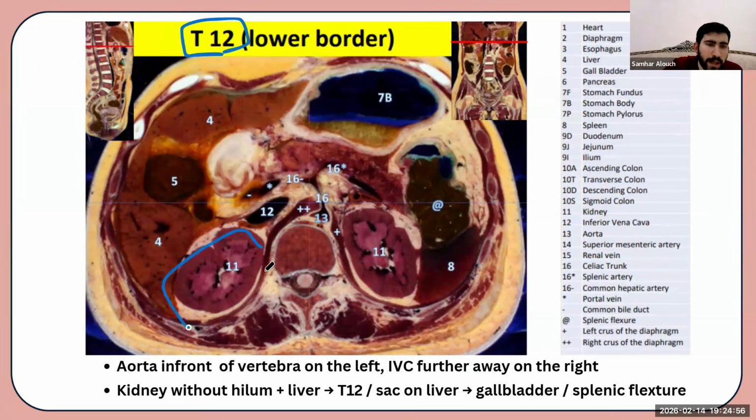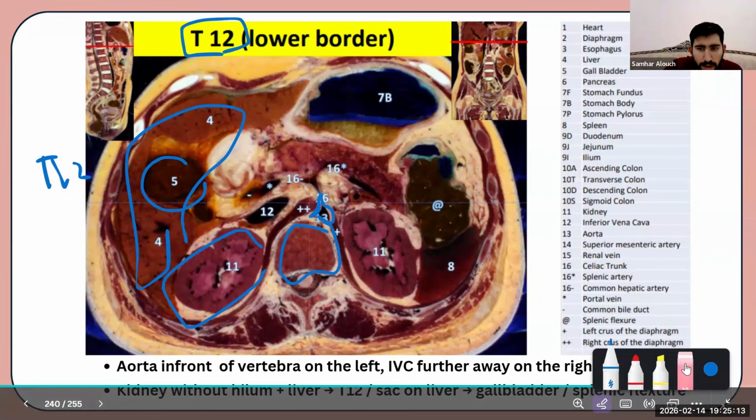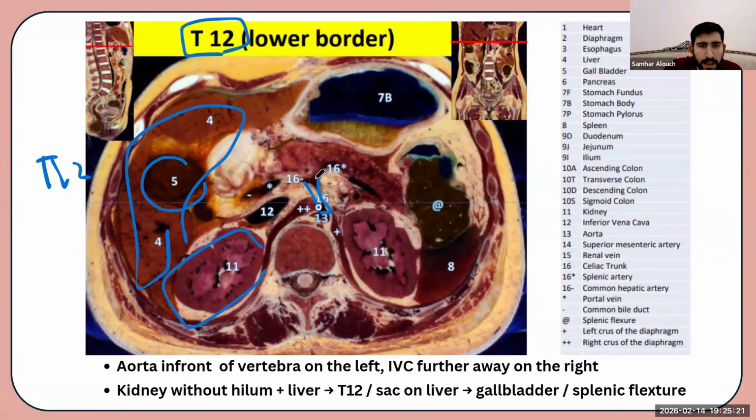Everything the same. We have a kidney without a hilum and a liver. Then it's definitely T12. We have also the gallbladder, same structures. We have the vertebra. And here, as you can see, at T12, we said the celiac trunk will appear. So as you can see, the aorta has some merging structure, like coming out of it. You can see it's not a fully closed tube. So this whole thing is the celiac trunk, since we are in T12.